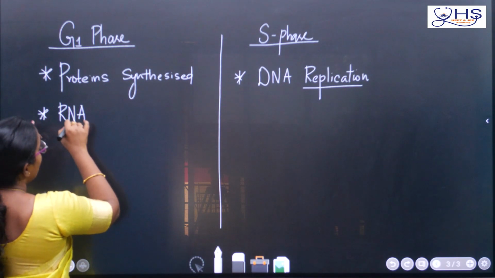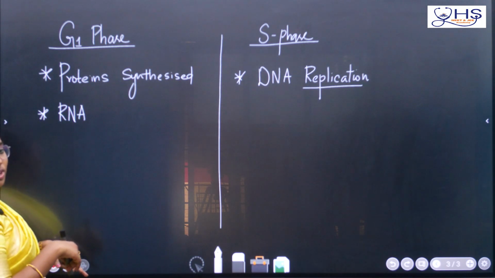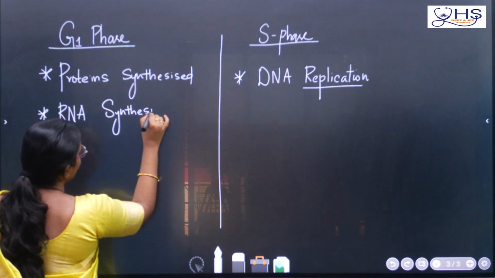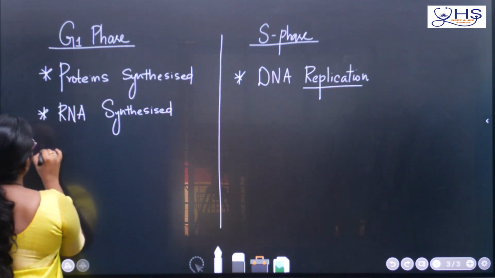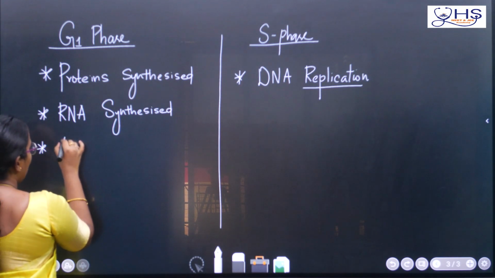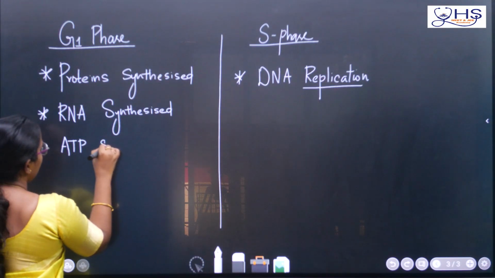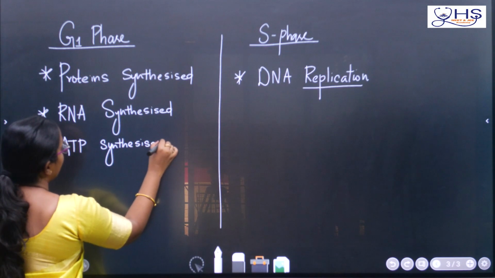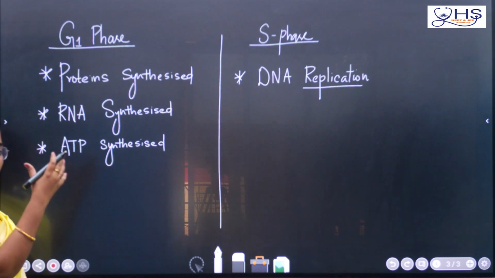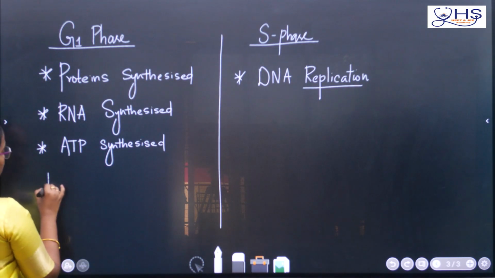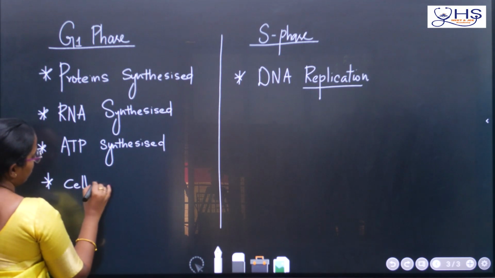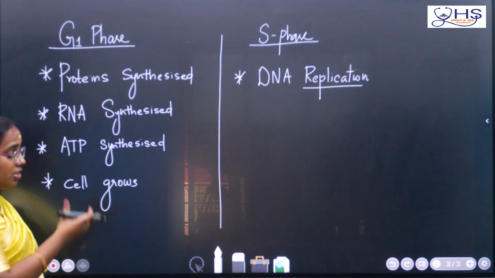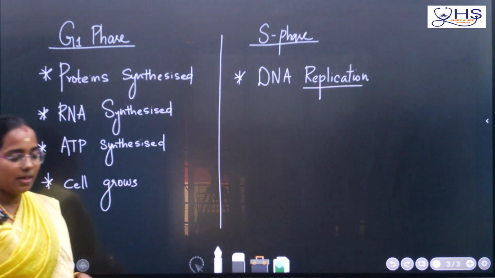Nityash, listen here. From the RNA only we will get proteins. So RNA also will be synthesized. Next, what will be synthesized? Some amount of energy, ATP, will be synthesized. And because of this synthesis, the cell keeps on producing and the cell will grow. Cell growth will occur. These are all the processes which occur in G1 phase.